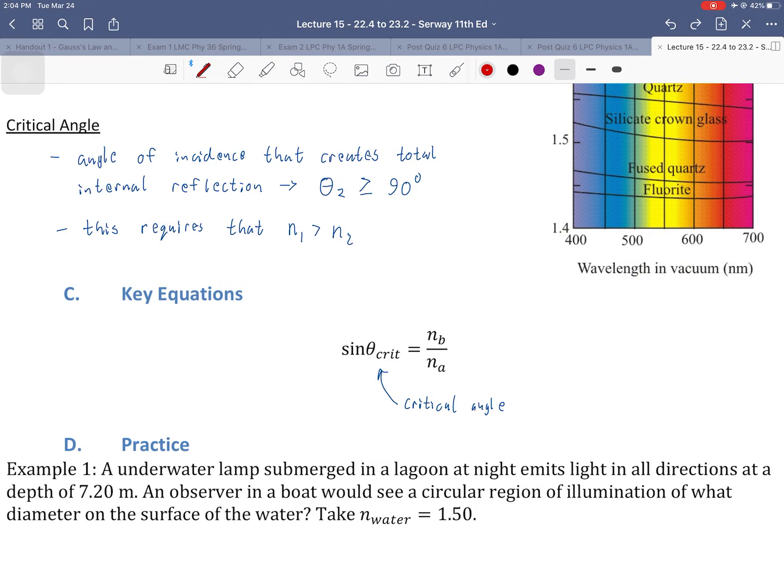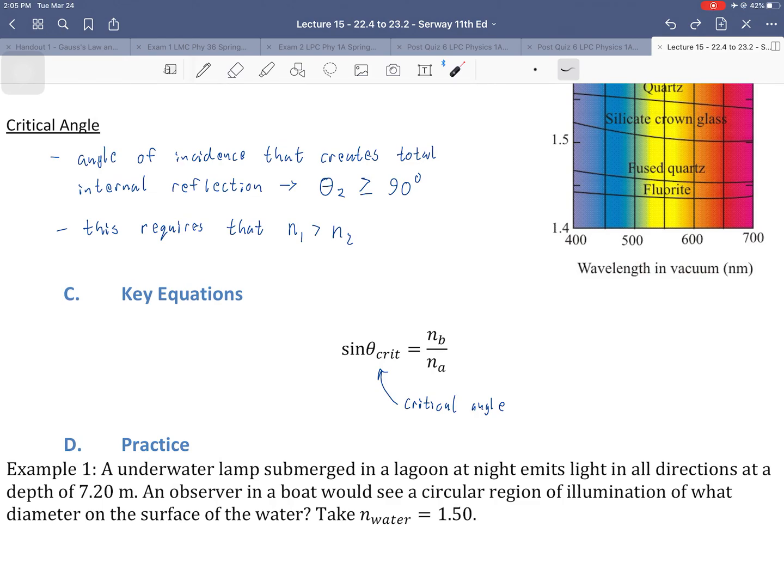Okay, and we can see that this formula will only produce a value if, when you do sine inverse of both sides in order to isolate your critical angle, nA is greater than nB, because otherwise you would have a ratio that's greater than 1, and you can't take a sine inverse of any value greater than 1. You'll get no answer, an undefined answer. And so indeed, the material that nA must have a higher index of refraction.